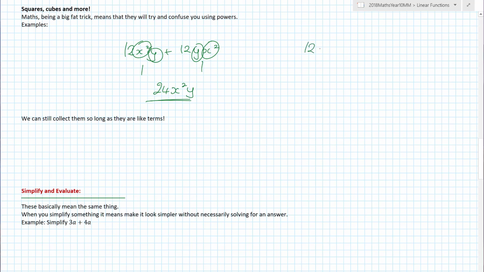So if I have 12 square apples and 6 square apples, just imagine putting those into my calls, right? 12 square apples and 6 square apples must be 18 square apples. It is not 18 apples to the power of 4. I wouldn't even know what that looks like as an apple.